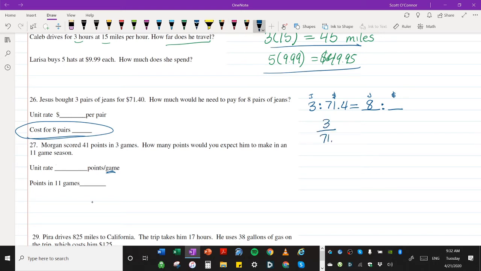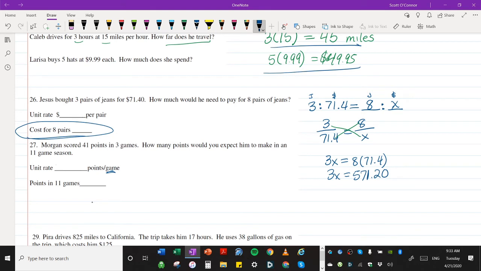3 over 71.4 equals 8 over x, which is what we're trying to find here. All right, and then I can do what we learned a little bit earlier. We can cross multiply, and I get 3x is equal to 8 times 71.4. Now I can do the multiplication, 8 times 71.4, and we get 571.20.